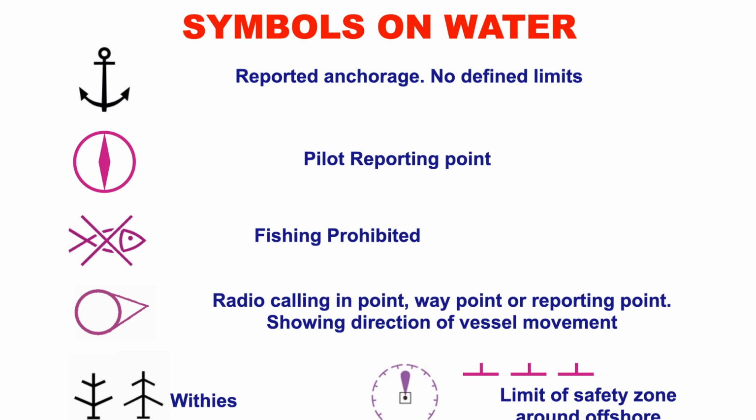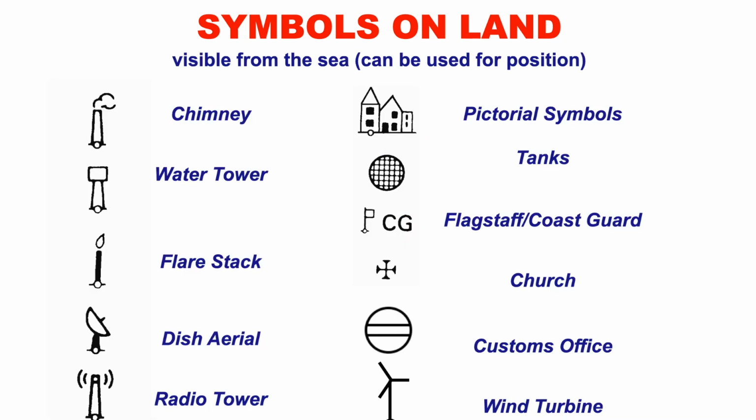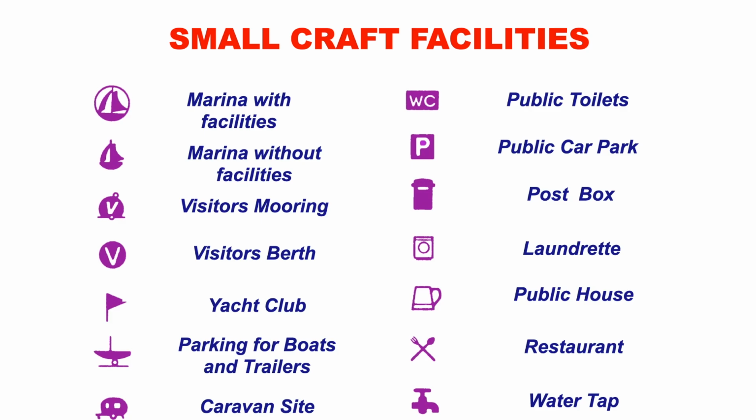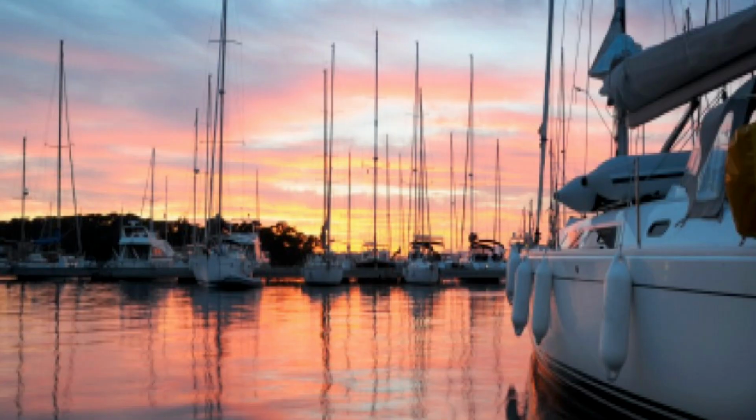Withies are sticks that stick in the ground in the mud that show us a channel. And the other one is a light with a limit of safety zone around an offshore installation. And there's more symbols there. And all these symbols are in your training almanac. So thanks very much.